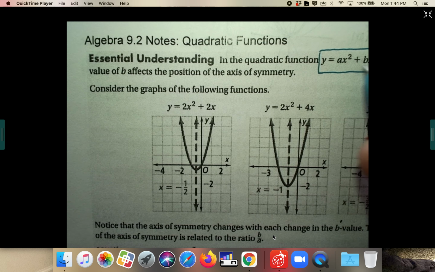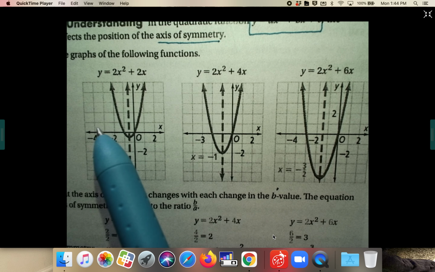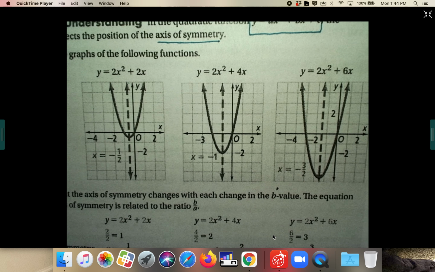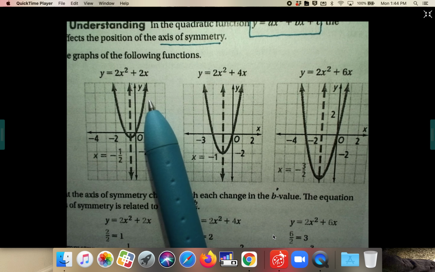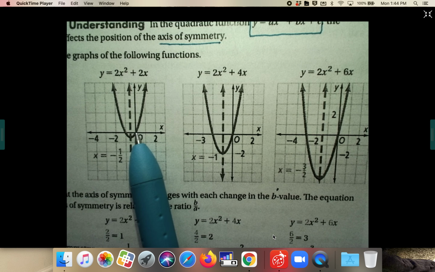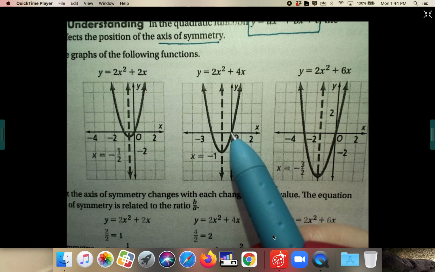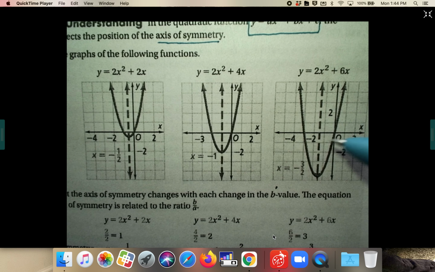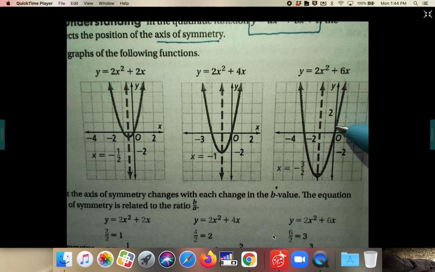So we talked a little bit about the axis of symmetry, and I want you to take a look at these first three graphs. The axis of symmetry is that line where you would fold the parabola over from one side to the other and it becomes symmetrical on both sides. So this is that dashed line. In this problem, it's just slightly to the left of the origin. In the second parabola, it's a little bit more to the left. It's one whole unit away from the origin. And then in this one, it's 1.5 units to the left of the origin.